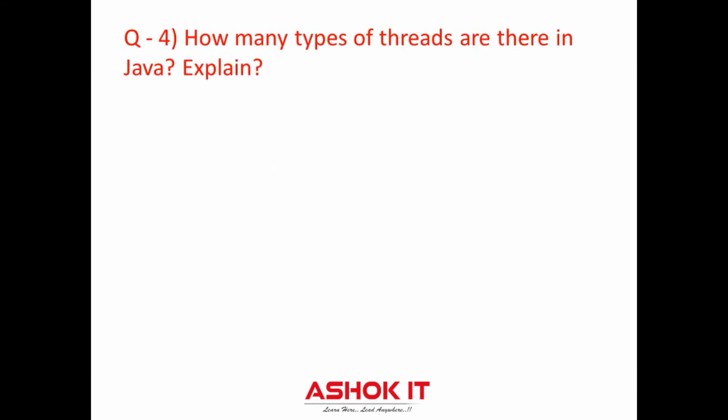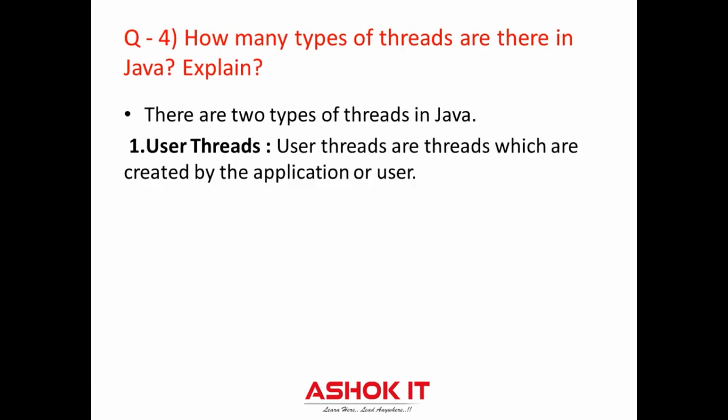Question number 4. How many types of threads are available in Java? And explain. There are two types of threads in Java: user thread and daemon thread. User threads are the threads which are created by the application or user. They are high priority threads. JVM will not exit until all user threads finish their work. JVM will wait for user threads to finish their task, and these threads are foreground threads.